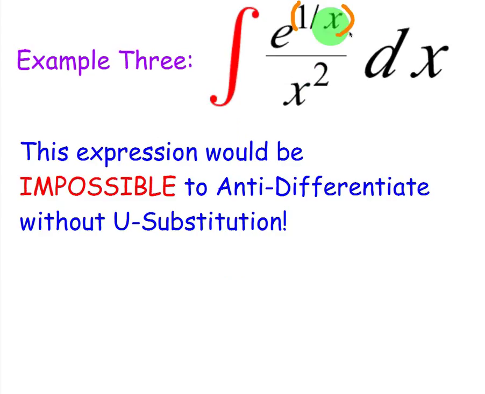Remember I told you that u is usually an expression inside of a function. We can see the outside function here is e to the x. Inside of that we have 1 over x, so that's a good hint. The other thing to think about is if I take the derivative of 1 over x, do I get something that will cancel with what's left, in this case x squared? The answer is yes, because this is 1 over x, which is x to the negative 1. If I take the derivative of that, I'm going to get negative x to the negative 2, which is the same as 1 over x squared. It looks like it will cancel.